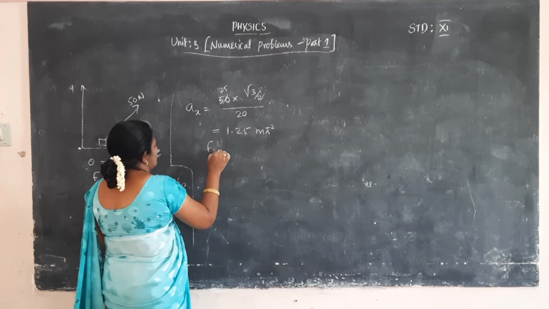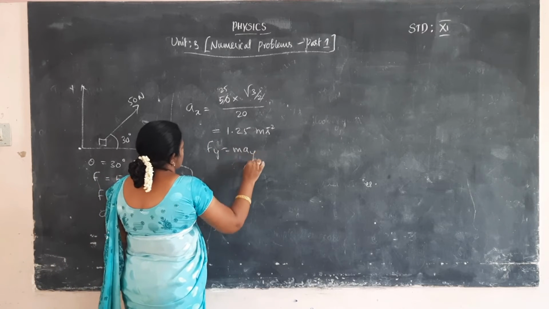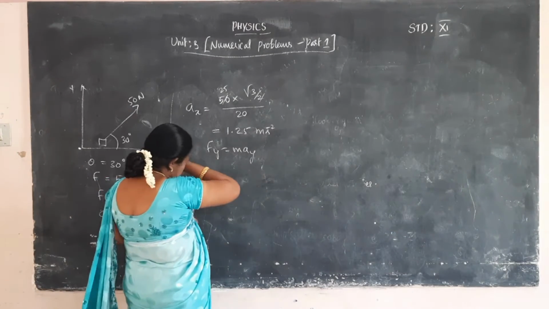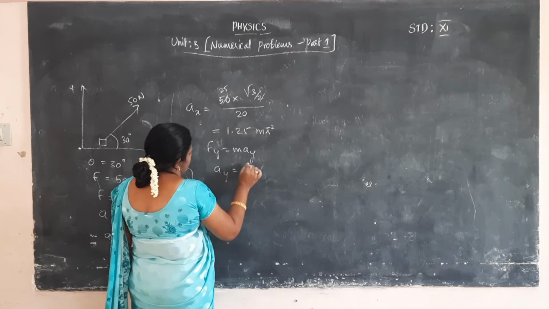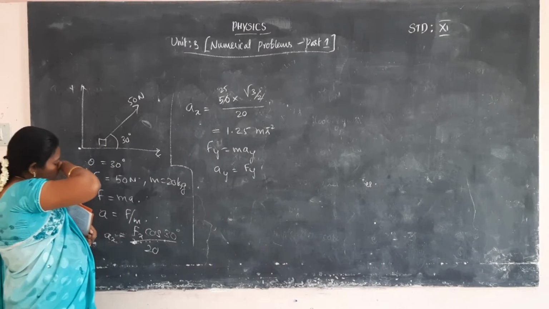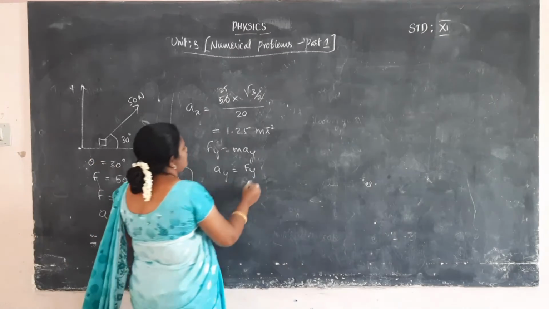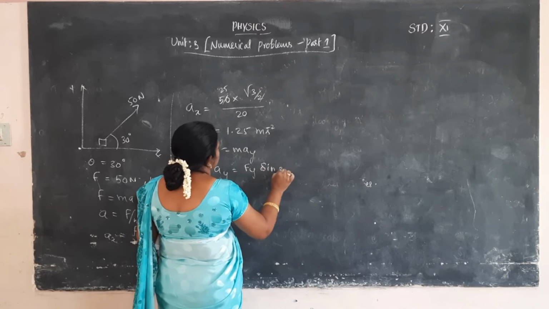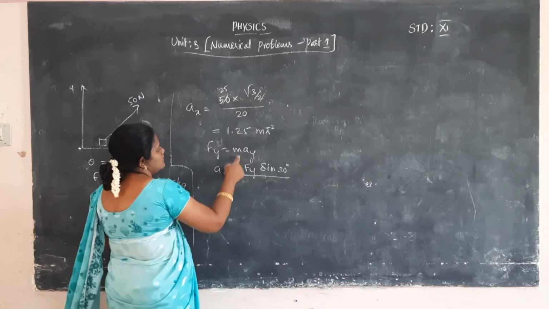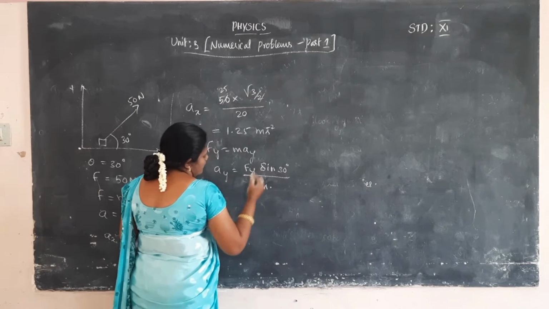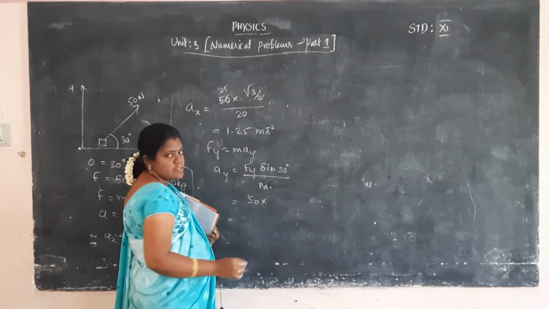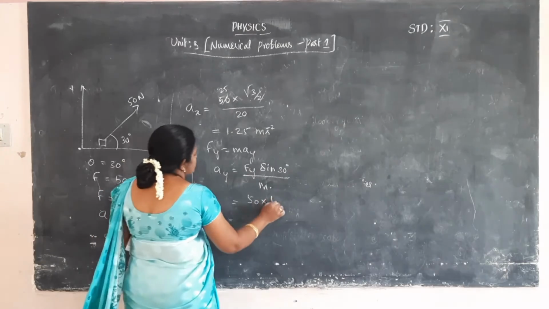So Fy is equal to m into ay. According to Newton's second law, Fy is equal to m into ay. So we want ay, so ay is equal to Fy in the vertical component. For the vertical component, it will always be taken as the sine form. So Fy sine 30 by m. Fy is 50 sine 30. What is sine 30? That is 1 by 2.